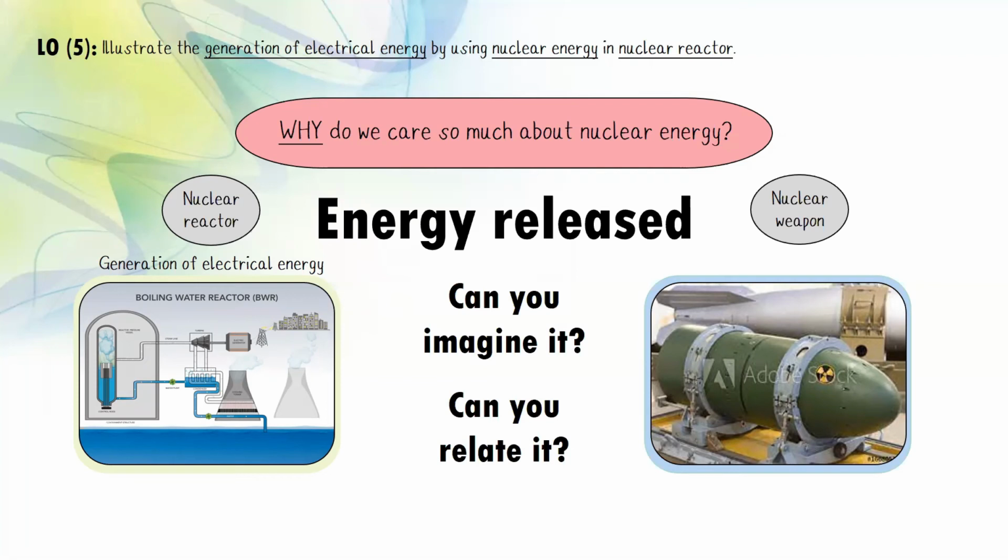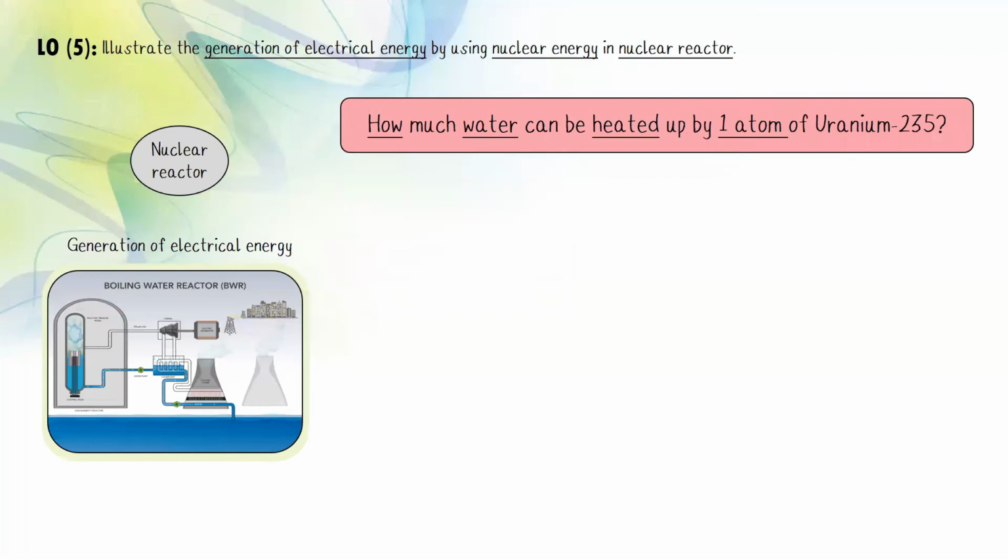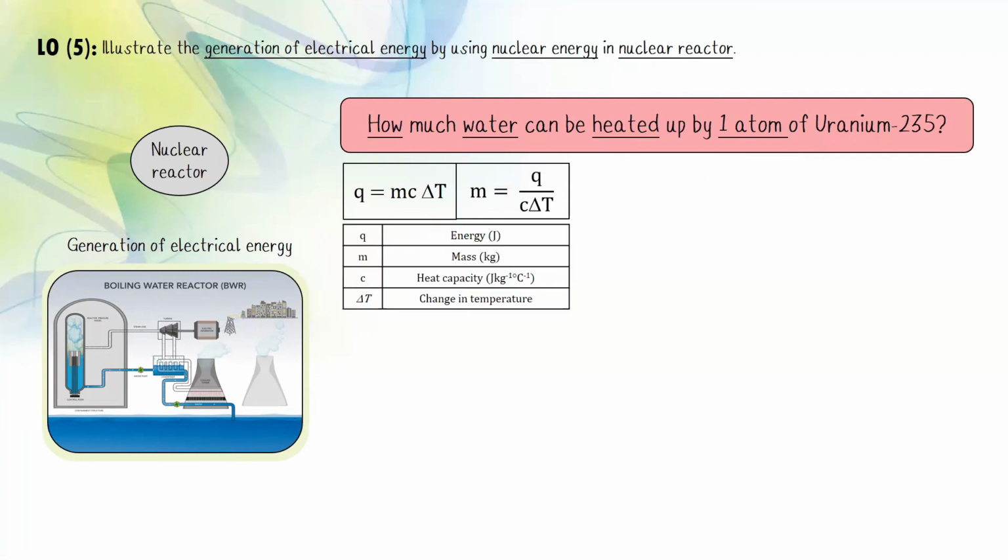Okay, let's see how much water can be boiled by one atom of uranium-235. We use the equation here to calculate the mass, where Q is the energy supplied, m is the mass in kilogram, c is the heat capacity of water, which means how much energy is needed to increase 1 degree Celsius of 1 kilogram of water. And lastly, delta T is the change in temperature.